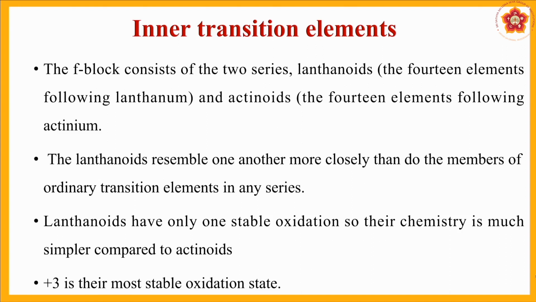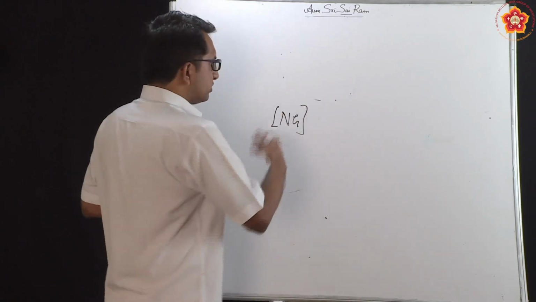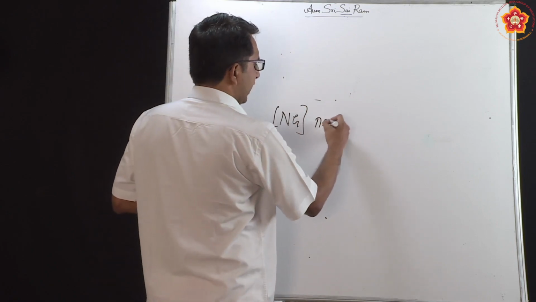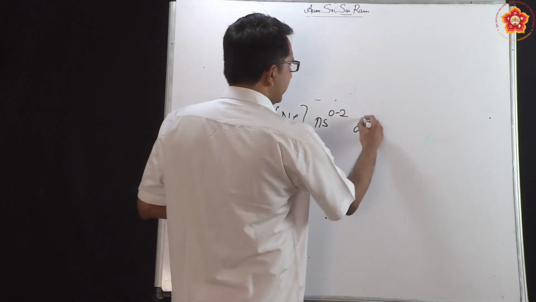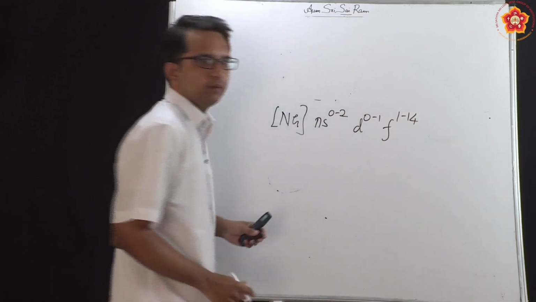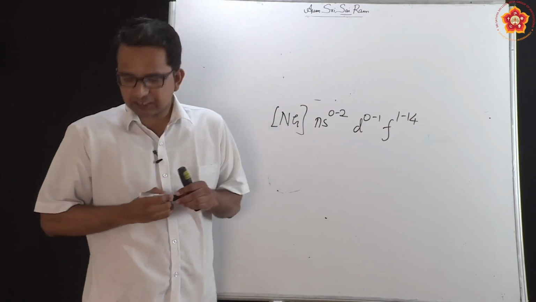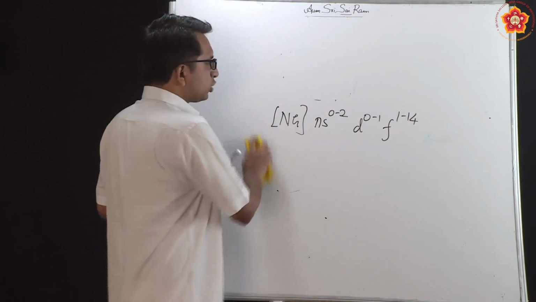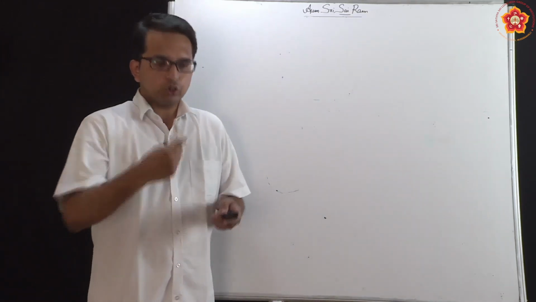In all these electronic configurations, the first aspect is that the electronic configuration will be preceded by the noble gas. This noble gas may be followed by ns 0 to 2, where that flexibility could be there, d could be 0 to 1, and f could be from 1 to 14. This is the total number of electrons possible in this. So, this can be taken as the general electronic configuration for the lanthanide and actinide series.